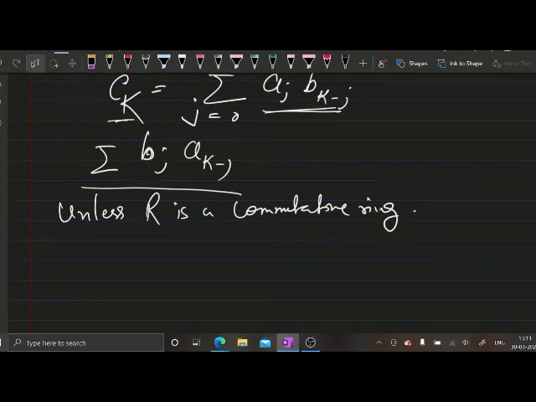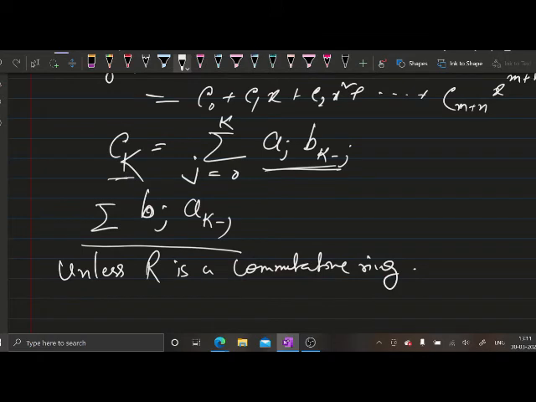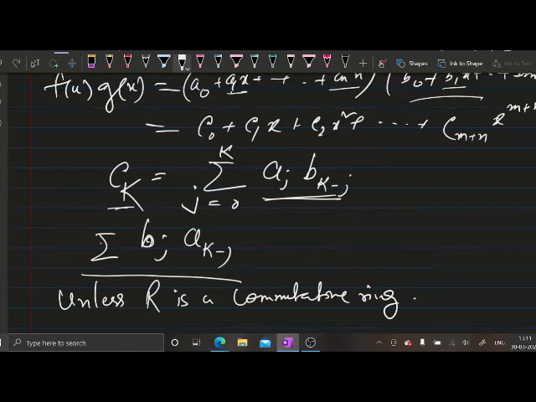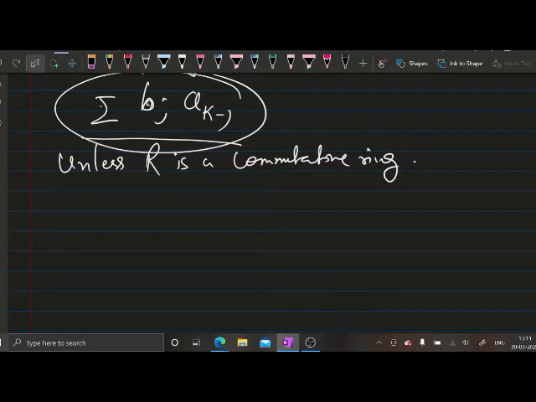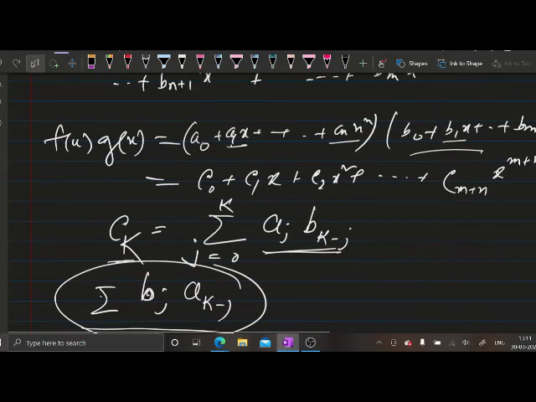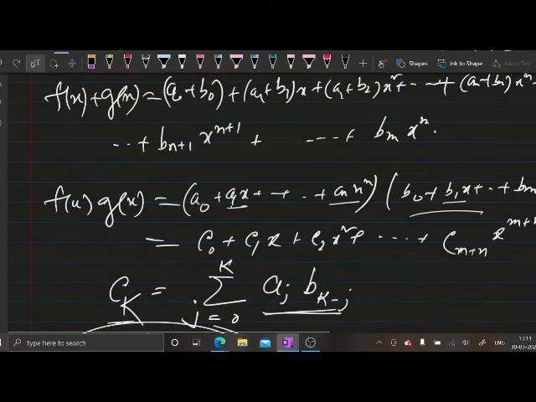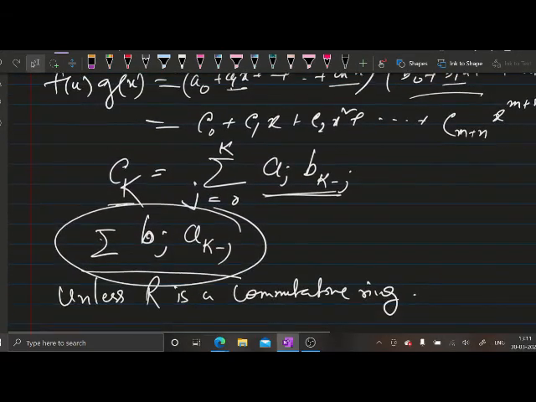you cannot write this c_k, which is the sum of a_j b_{k-j}, where j equals 0 to k, as the summation j equals 0 to k of b_j a_{k-j}. You cannot write this c_k in terms of this expression unless R is a commutative ring. If it is commutative, then it is okay.